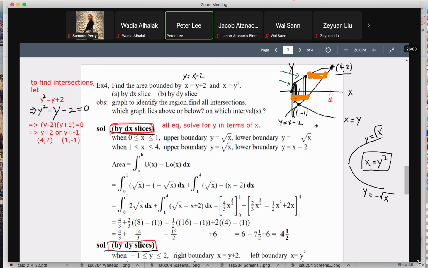Now this is dy slicing. So the slices will look like this. The height is dy and the length will be like this. Now let's look at the right end point of all the slices. The right end point of all the slices will be over here. The right end point will be here.